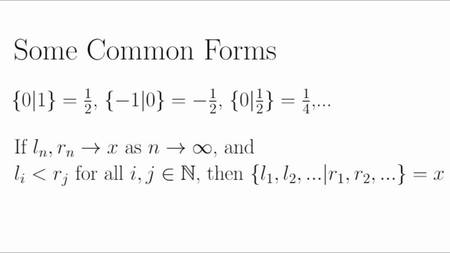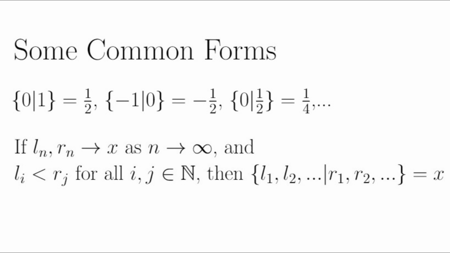So now we have the integers. Let's look at some non-integer numbers. The fraction 1/2 can be represented by the form 0, 1. Likewise, negative 1/2 can be represented by negative 1, 0. 1/4 is the simplest number between 0 and 1/2, and so on.